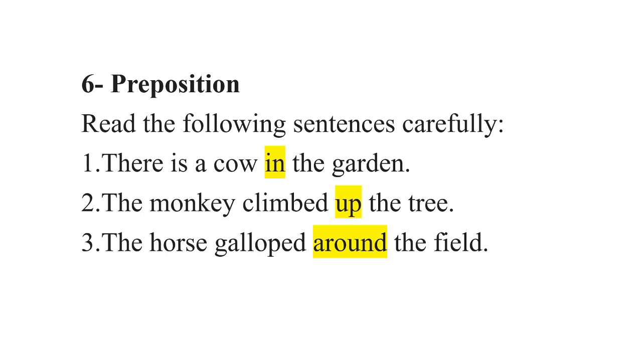Now in the third sentence, the horse galloped around the field. So here around shows the relation between the field and galloped. So what actually is a preposition?